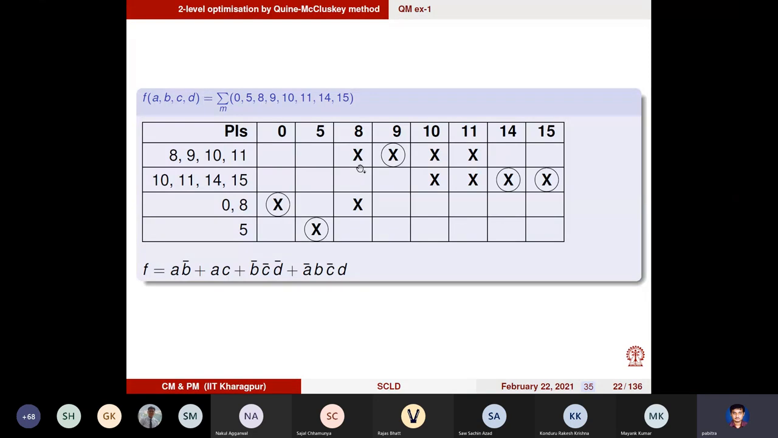So let's see. What is the set of prime implicants which cover each and every column here? In fact, all the prime implicants will be required. All these 4 prime implicants will be required to cover each and every column.